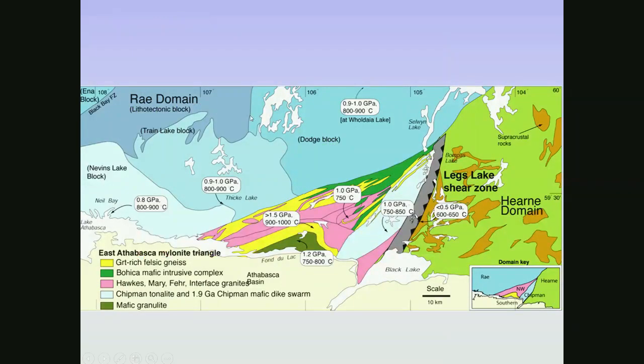Okay, so coming back to the map here, we're going to focus in on the Legs Lake shear zone, and look at how timing constraints were provided for when it was active, which brought up this high pressure, high temperature panel of rocks over top of this lower pressure, lower temperature panel of rocks within the Hearn domain.